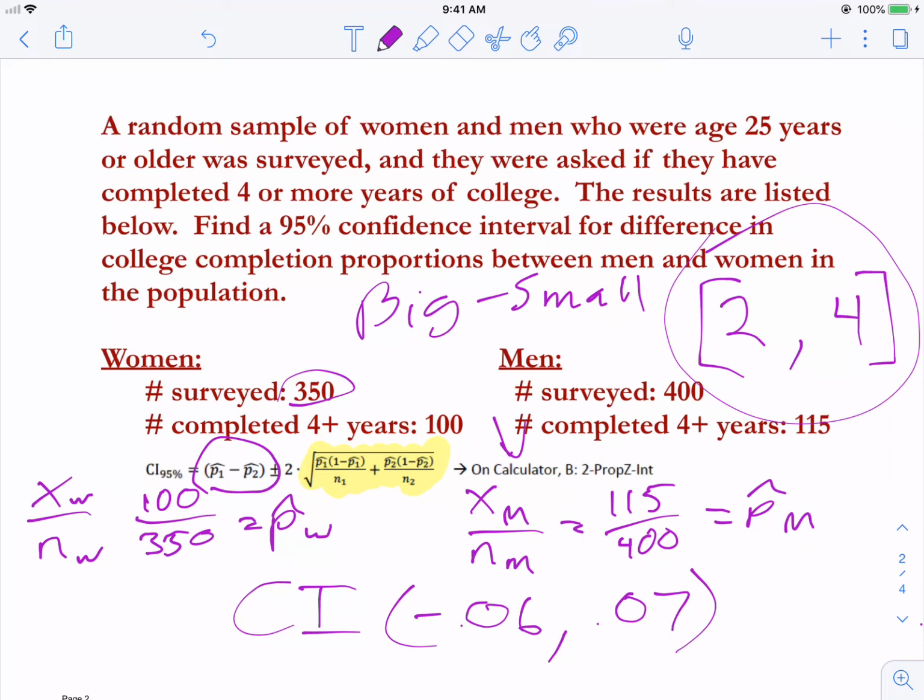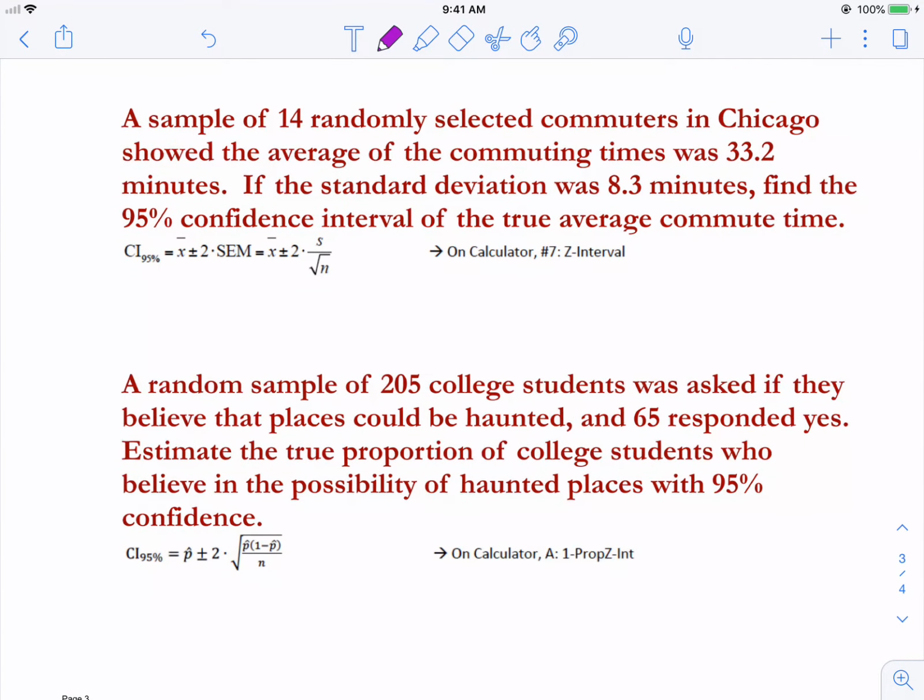So let's shift gears and let's see how the calculator would help us with some of these other confidence intervals. Our next problem says a sample of 14 randomly selected commuters in Chicago showed the average of the commuting times is 33.2 minutes. So that 33.2 is our x bar. And we have a sample standard deviation of 8.3 minutes. We're asked to find a 95% confidence interval of the true average commute time.